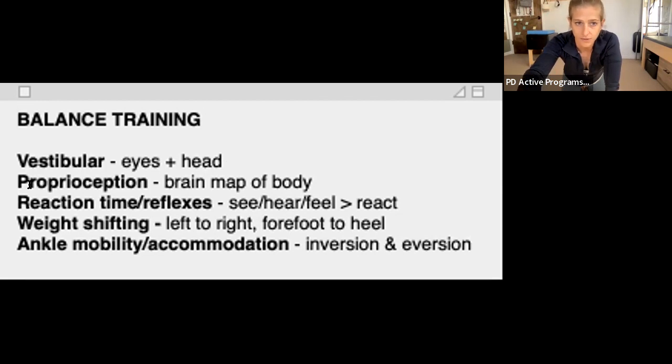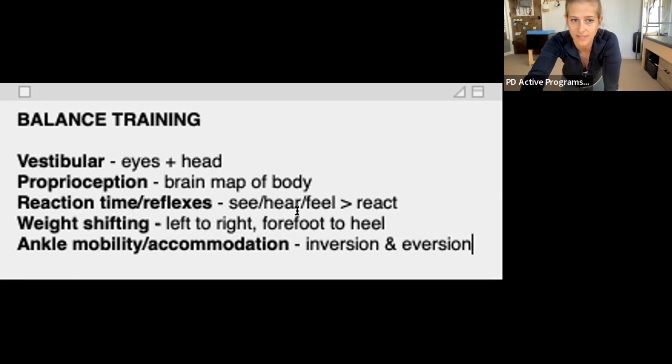For balance, we also need reflexes and reaction time. So when you start to lose your balance or trip on something, your reaction time on creating a better footing is important. Your ability to weight shift from right to left, right foot to left foot, and then also weight shifting on the forefoot and the heel. Again, that goes with the reaction, being able to feel a force coming into us and then appropriately weight shift and react. And then ankle mobility and accommodation.